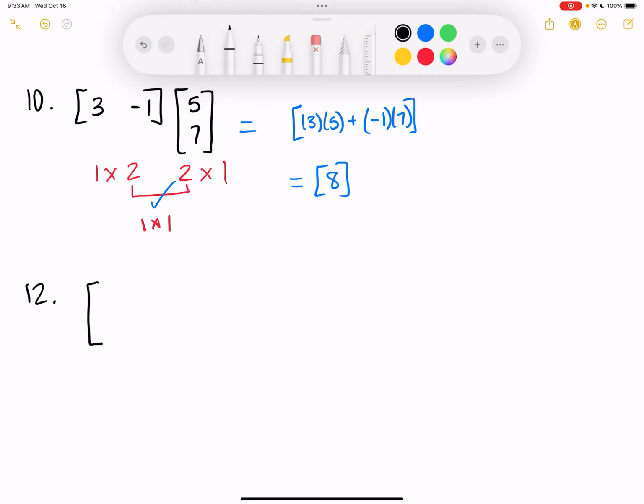Good job, Jay. All right, this matrix, -1, 0, 5, 4. And this matrix, 4, -6. Ooh, I got this one. That one is a 2x2, and then this one's a 2x1.